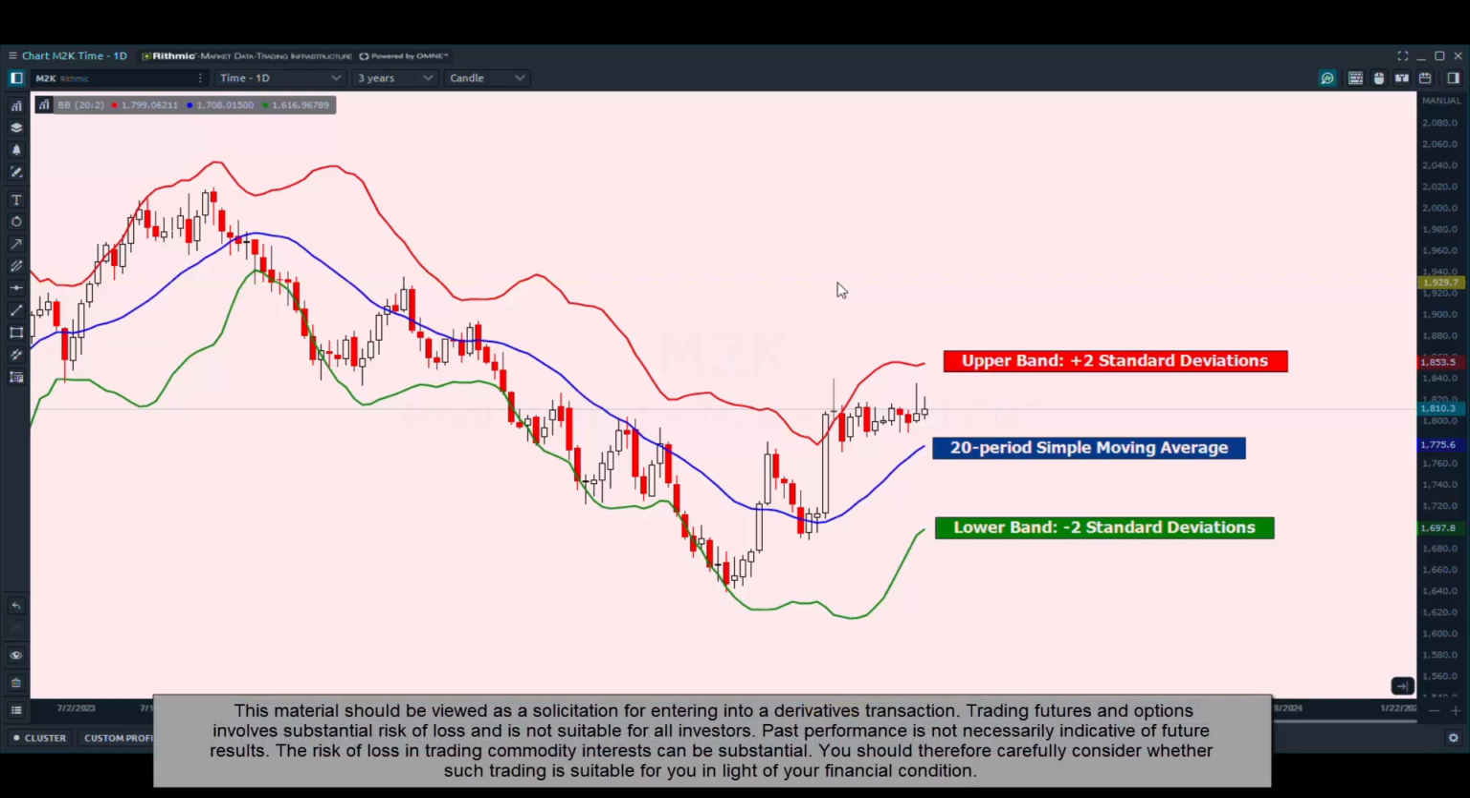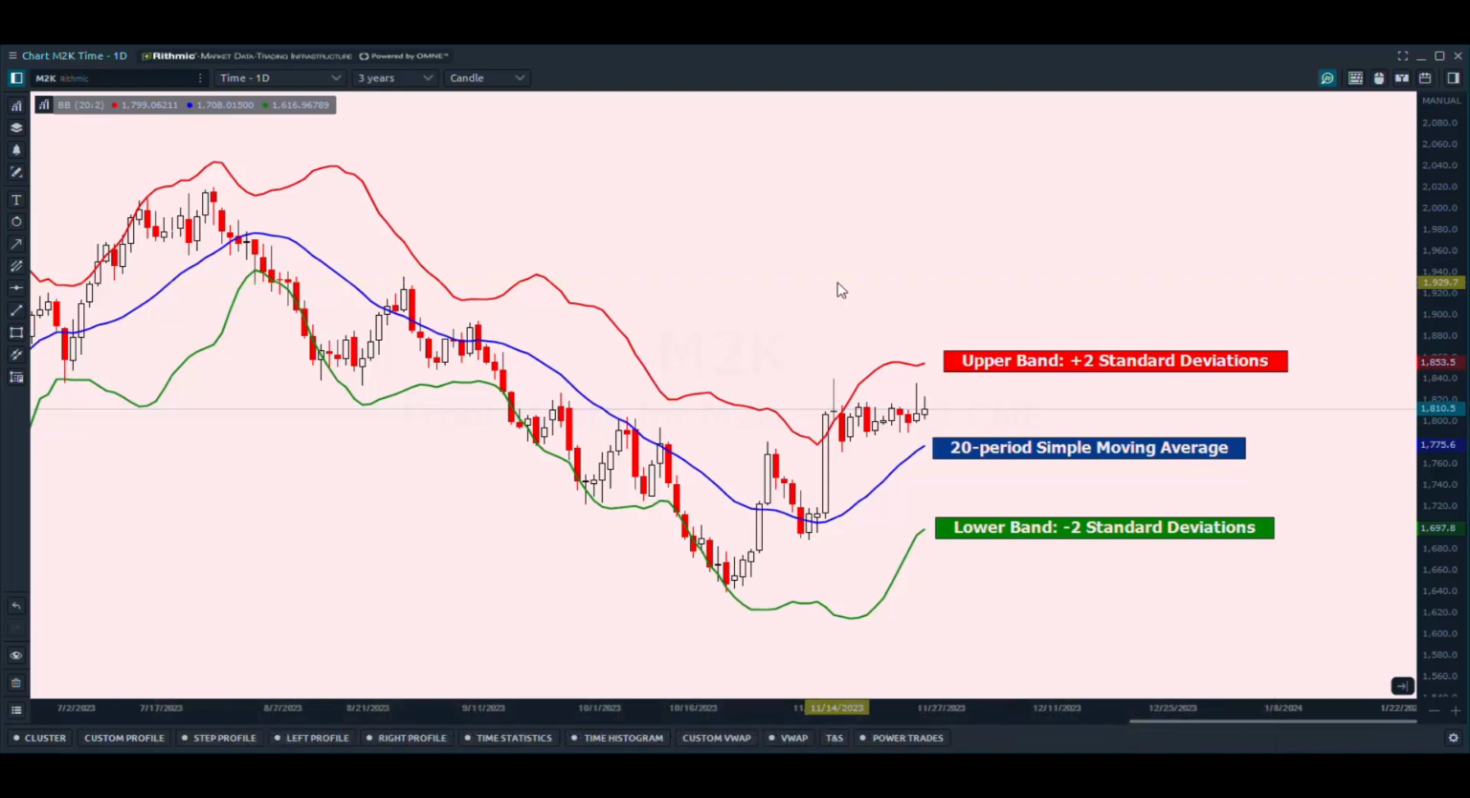Everybody. Today we're going to go over what Bollinger Bands are, some misconceptions about using them, how to actually use them, and how John Bollinger really designed this indicator to be used. John Bollinger is the creator of the Bollinger Bands. He is really the godfather, if you will, of these bands and how to use them.